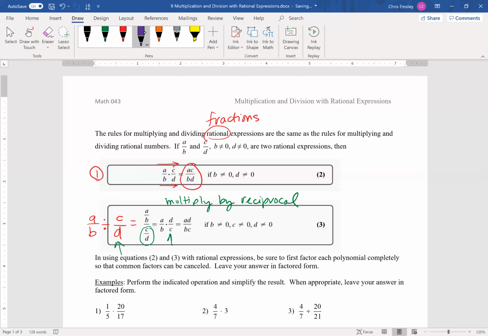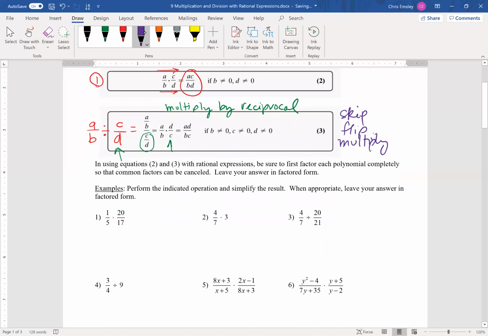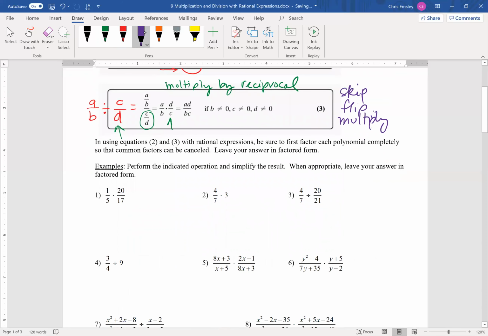One of my students once called it skip, flip, and multiply, because you skip that first fraction, a over b stays the same, you flip that second fraction, and then you multiply the two together. So let's practice that a little bit. First, we're just going to practice it with numbers, and then pretty quickly we will move into doing it with some rational expressions.